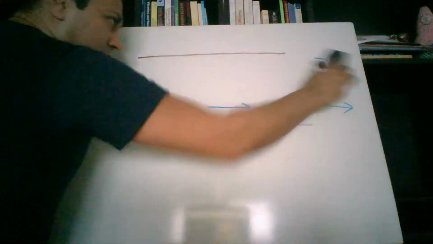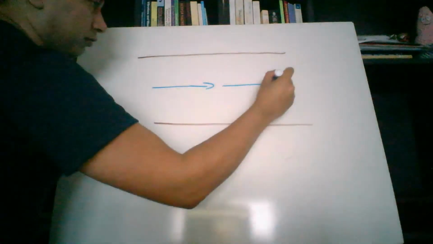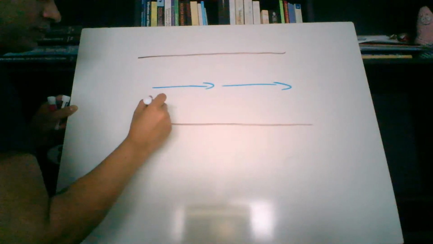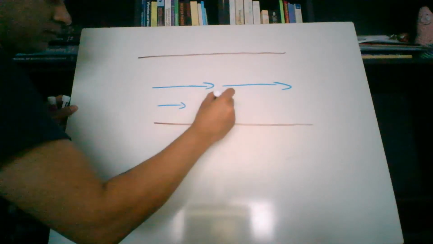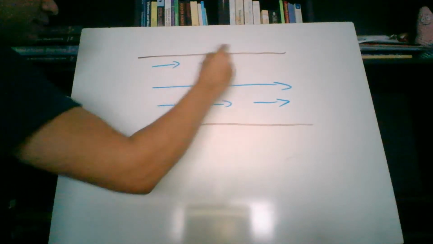Okay, what if we had this? What if we had a situation like this? Where you had very large rates of water flow going this way, but you had smaller rates of flow going this way and this way.